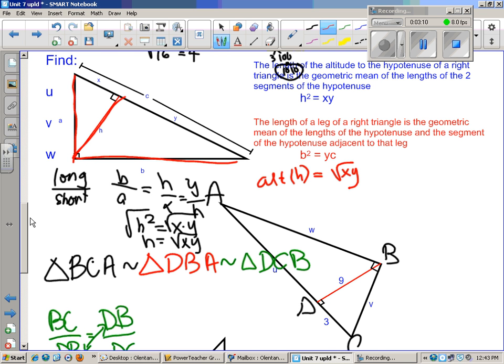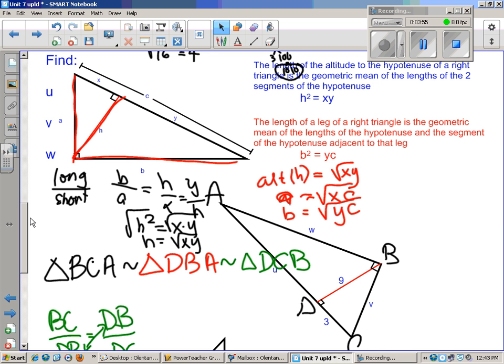Right? Side A, the short leg of the big triangle, is equal to the geometric mean of X and the whole hypotenuse C. And the long leg is equal to the geometric mean of Y and the whole hypotenuse C. So A, the short leg, is equal to the square root of X times C, and B is the square root of Y times C.